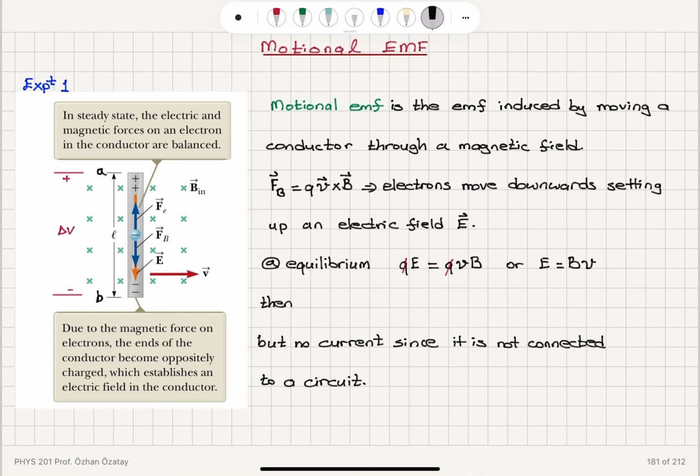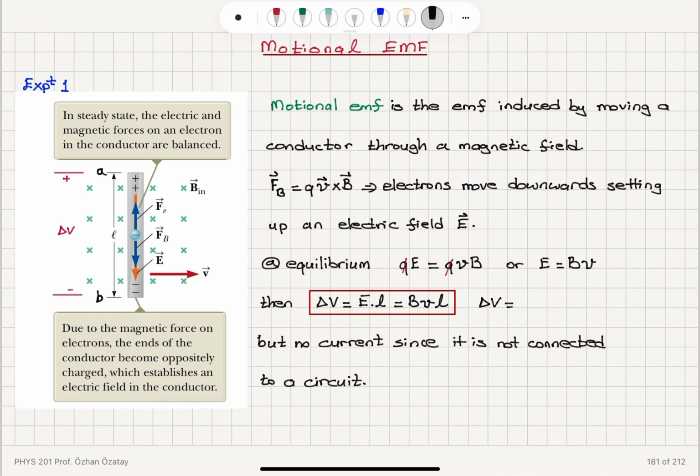Then there will be a potential difference between the two ends of the conductor, delta V, which is related to the electric field as E times the length of the conductor. It's E times L, so this will be equal to Bv, that's the electric field, multiplied with the length of the conductor. So the established potential difference, EMF, will be equal to BvL. And this is basically due to the relationship between potential difference and electric field.